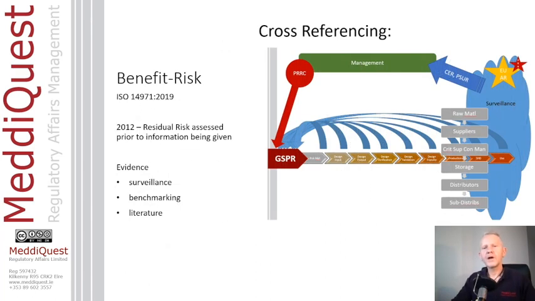Now, what I just want to say in here is one of the big things that we're gaining is also we're following 14971 2019, which is the risk management standard updated. And one of the more pedantic changes is we now talk about a benefit-risk assessment rather than a risk-benefit assessment.